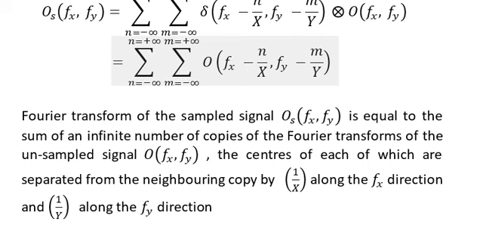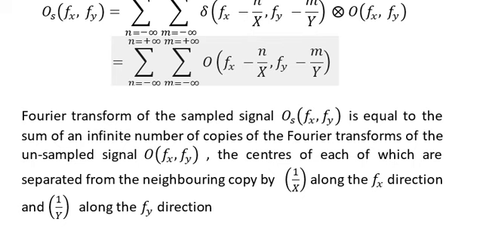So n is equal to 0, m is equal to 0 will give you the central copy at coordinates fx is equal to 0, fy is equal to 0. But if you put, for example, n is equal to 1 and m is equal to 1, then you will get a copy on the first diagonal, which will be centered at fx is equal to 1 over x and fy is equal to 1 over y.